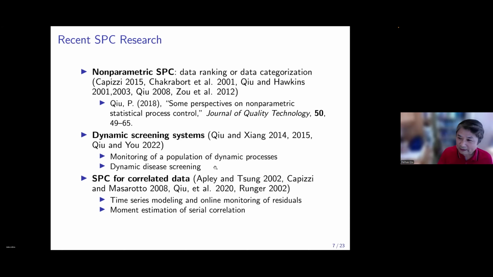That research area tries to get rid of the identical distribution assumption. And the first paper was published in Technometrics, Qiu and Xiang. This is a Technometrics paper.